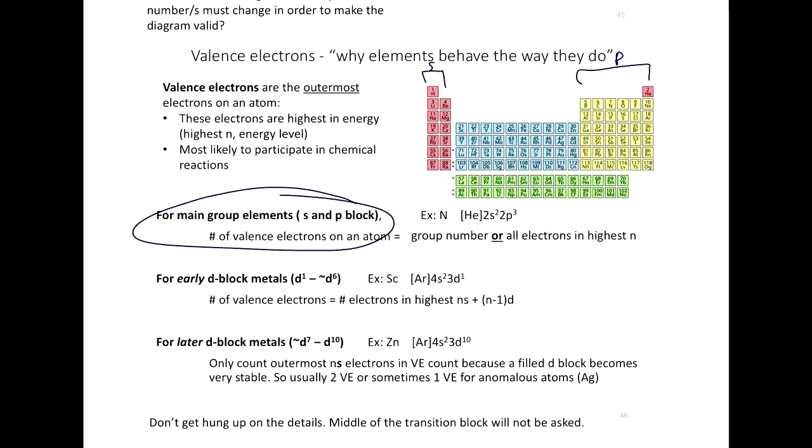Transition metals have variable valence electrons, and so basically if you are early in the D block, count all S and D electrons. Okay, so like all the elements up to manganese. If you're later in the D block, only count S electrons. That's the rule, and that's explained down here also, right? And the reason is because of observations. Don't get all tied up on the details. Usually these middle ones aren't asked.